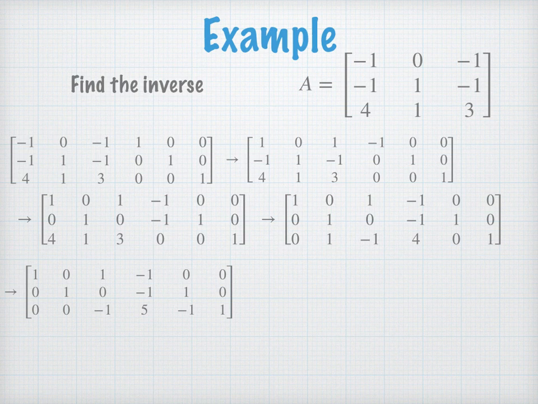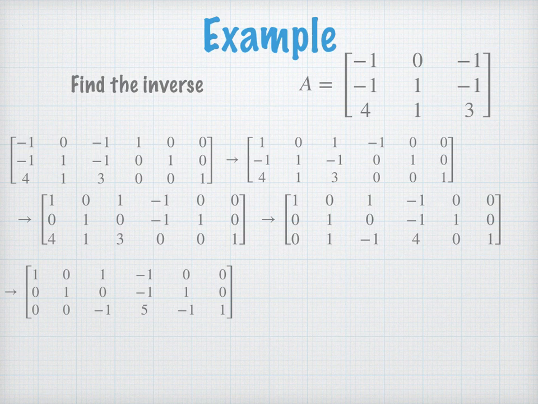So I'm going to do negative 1 times 0 plus 0. Negative 1 times 1 plus 1. Negative 1 times 0 plus negative 1. Negative 1 times negative 1 plus 4. Negative 1 times 1 plus 0. Negative 1 times 0 plus 1. And that gives me my third row, which now reads 0, 0, negative 1, 5, negative 1, positive 1.